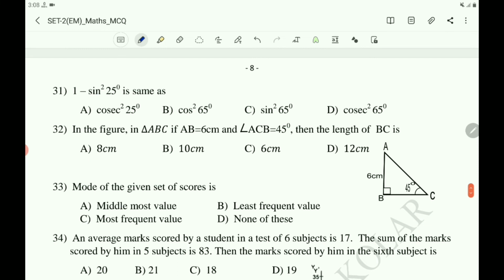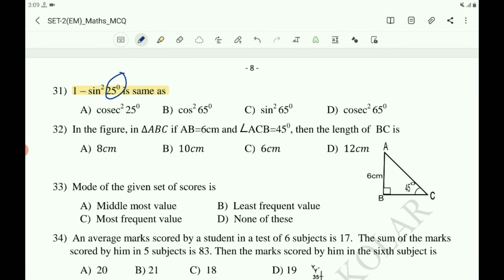Next you take question number 31. 1 minus sin square 25 degrees is same as. Here you know the identity: cos square theta plus sin square theta is equal to 1. So in the place of theta, 25 degrees is there. So you can use the identity 1 minus sin square theta is equal to cos square theta.